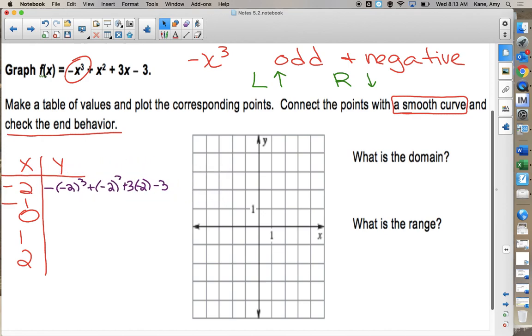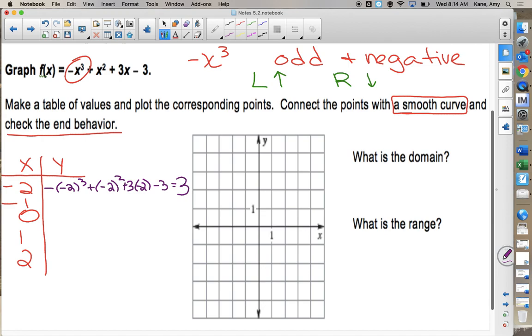So that's what it should look like when you place it in your calculator. Then you should have 5 y values. Anybody get a number for -2? Nick, what'd you get? 3. Yeah, I got 3 too. So the first one is -8, but then you also have a negative, so that makes it a +8. +4, -6, -3.